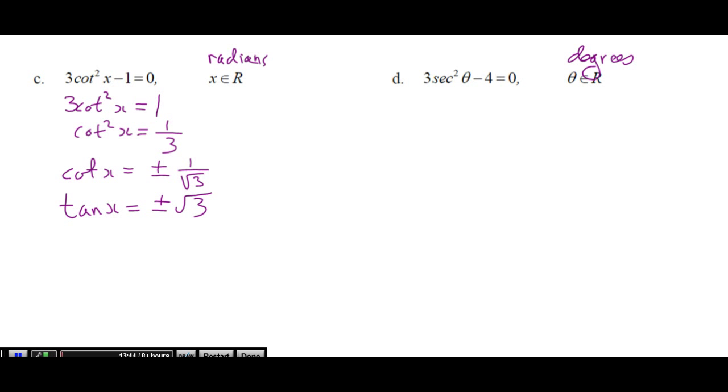So it's in every quadrant. So all we got to do is figure out x ref. And it's in radians, right? So what's x ref? What angle has a tangent of √3? Remember, when we're doing reference angle, it's always a positive. And we said we're in radians, right? So it's pi/3. Pi/3. And then I need that pi/3 in each of the 4 quadrants, right?